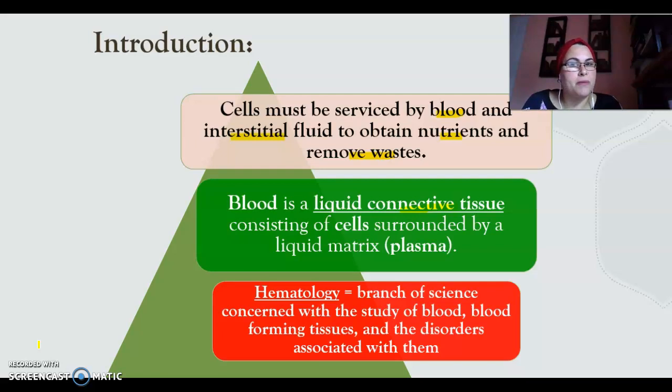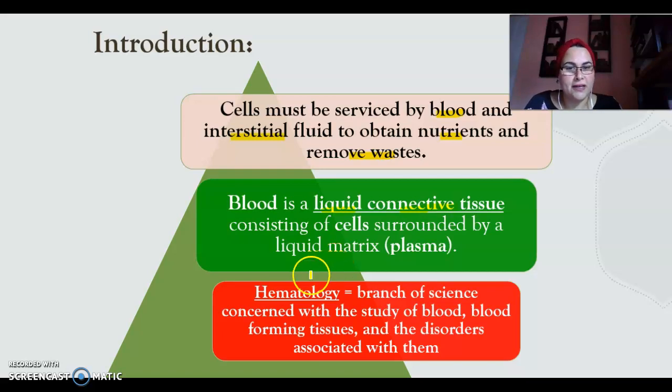Cells must be serviced by blood and ISF, or the interstitial fluid, the fluid in between the cells, to get the food they need, the nutrients, and remove waste products. So what's blood? If we go back to AMP1, we learned that blood is a liquid connective tissue. It has a liquid matrix, which is plasma, in addition to some cells: white blood cells, red blood cells, and platelets.